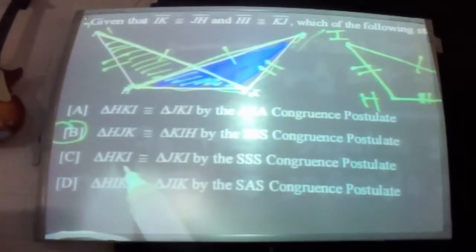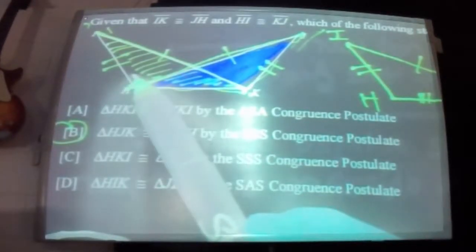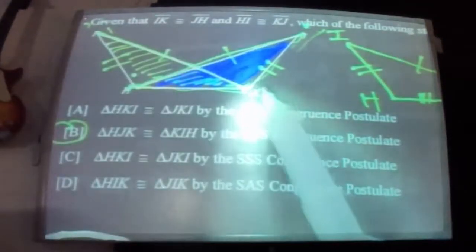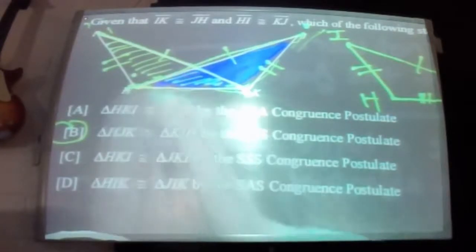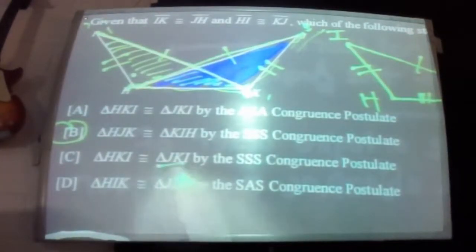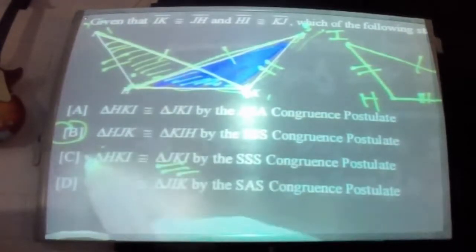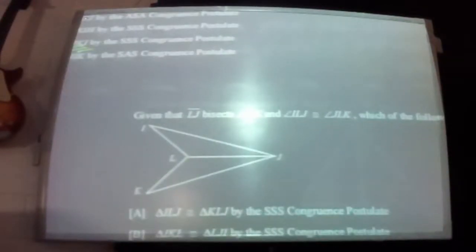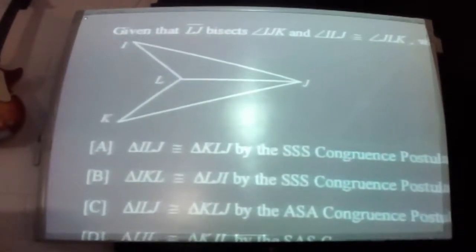On C, it says HKJ, and then JK, JKI, which isn't even a triangle. There's no triangle JKI, if you notice. So, how's that one? That might be one of the tougher ones because you kind of need to sketch your own for it. Second example.